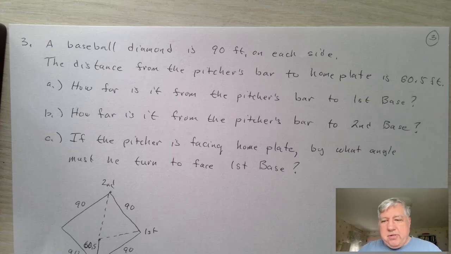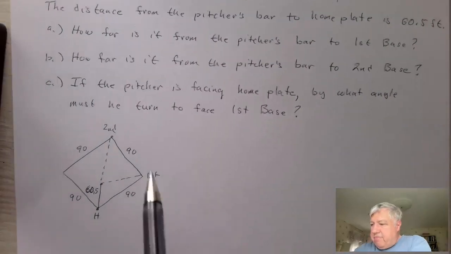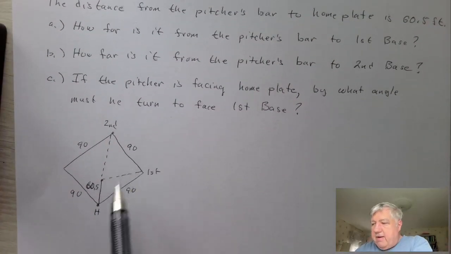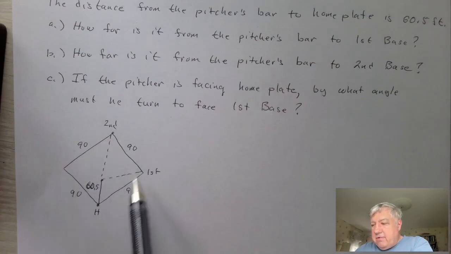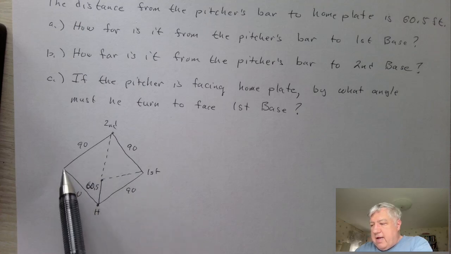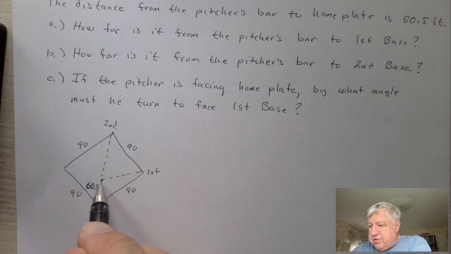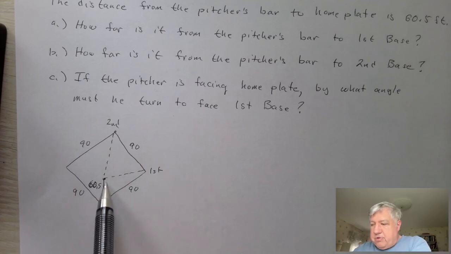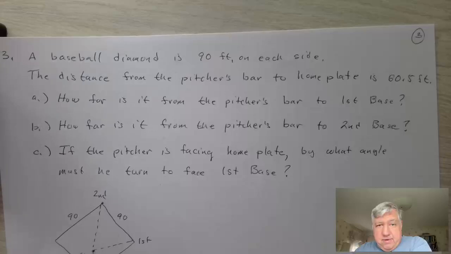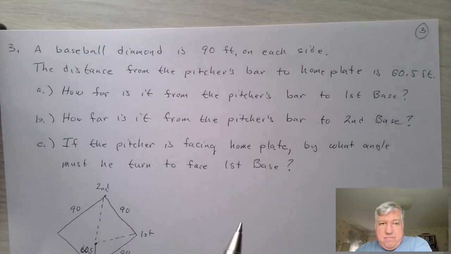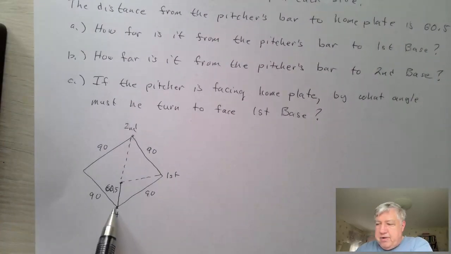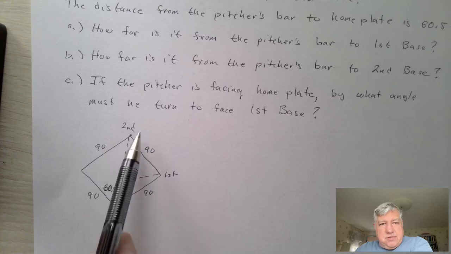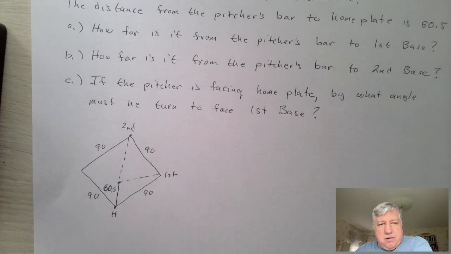Anyway, a baseball diamond is a square, and they're all made the same. Each side is 90 feet. Within the pitcher's mound, there's something called a pitcher's bar, which is supposed to be exactly 60.5 feet from home plate, where home plate's right here. First base is here, second base is here, and third base is here.